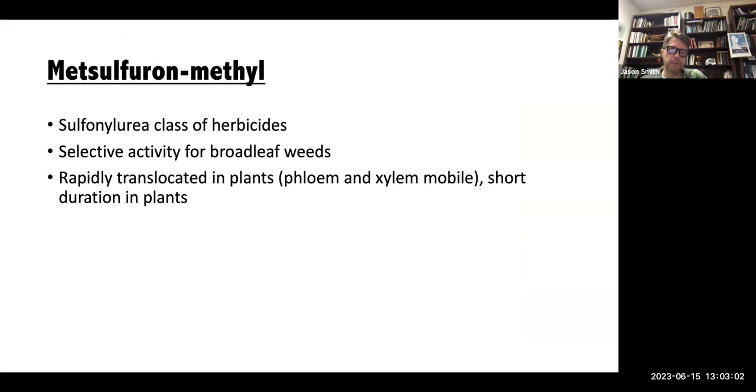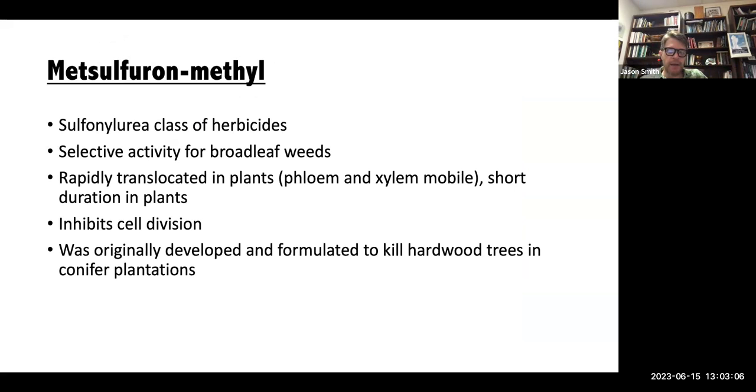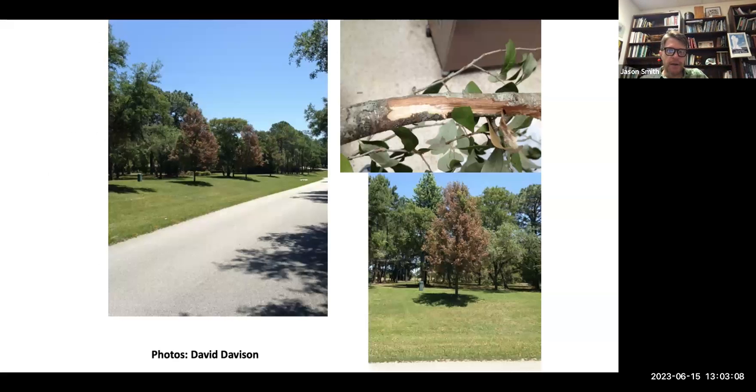It can move both in the phloem and xylem. It inhibits cell division, and I just mentioned that, but it causes this rapid death of the trees, and we see the trees die very, very quickly. If you look at those branches, you see phloem necrosis, and you can collect tissue at this point and have it analyzed for the presence of metsulfuron methyl and confirm its presence. I'm going to end it there.